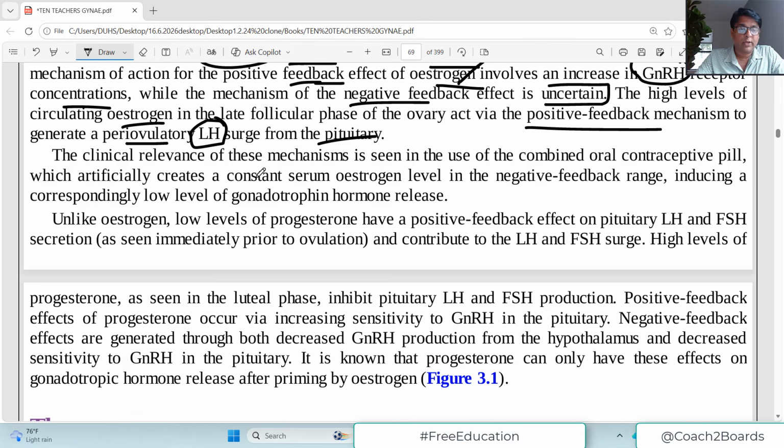That's from the ovary. Okay, the clinical relevance of these mechanisms is seen in the use of combined oral contraceptive pills, which artificially creates a constant serum estrogen level in the negative feedback range, indicating a correspondingly low levels of gonadotropin hormone release. So low levels of GnRH if you are taking contraceptives.